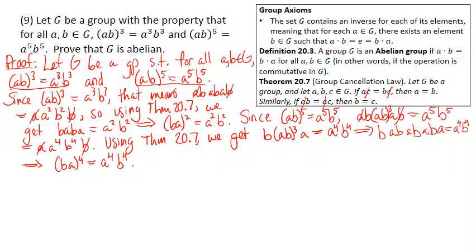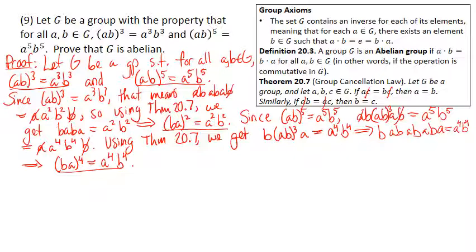Okay, so far what we have are these two. (ba) squared is a squared b squared, and then (ba) to the fourth is a to the fourth b to the fourth. And what is actually useful about that is that (ba) to the fourth is the square of (ba) squared.